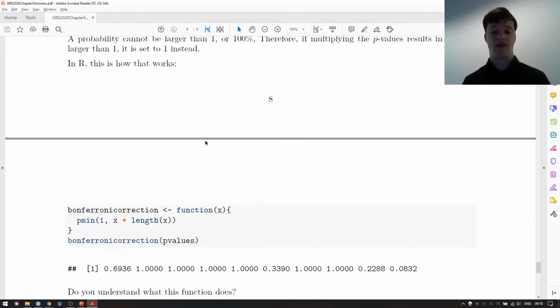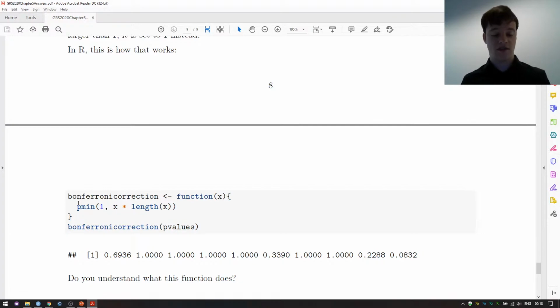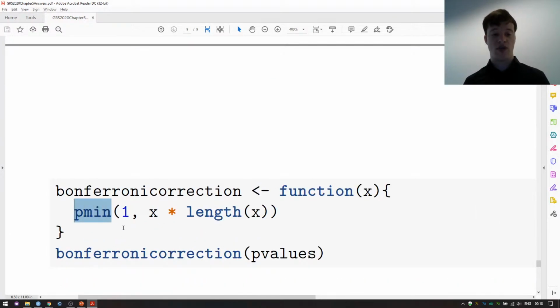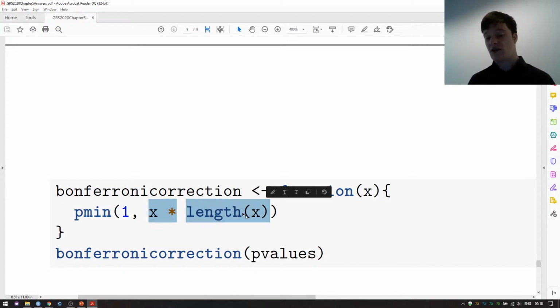The way that's done in the p.adjust function is that they have this pmin, which means across the whole vector apply this function: the minimum of 1 or x times the number of tests. So this is the Bonferroni correction, p-value times number of p-values, and this one just says it cannot be greater than 1.